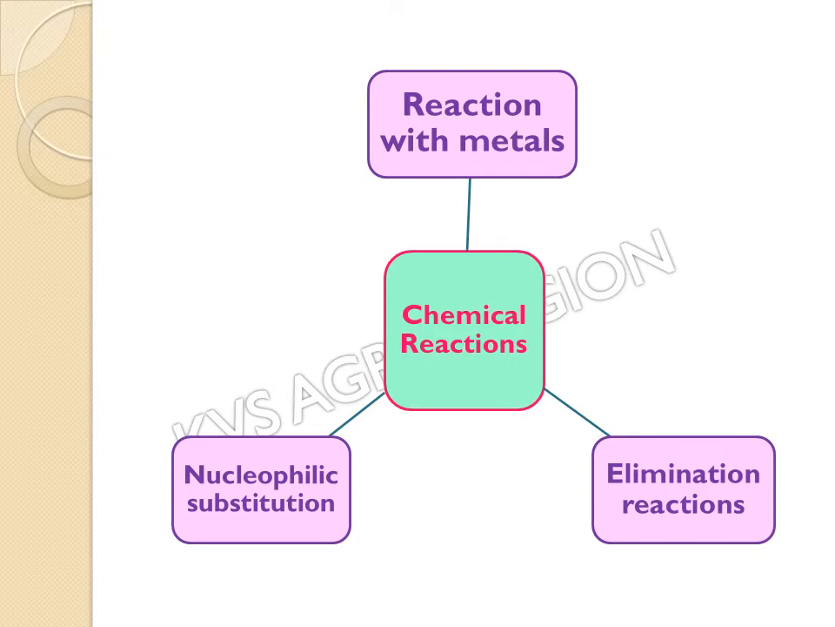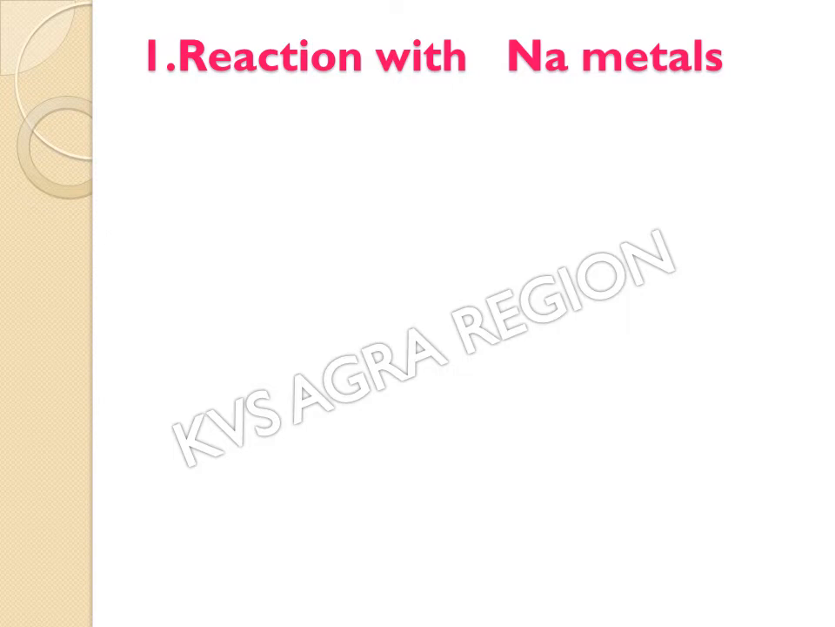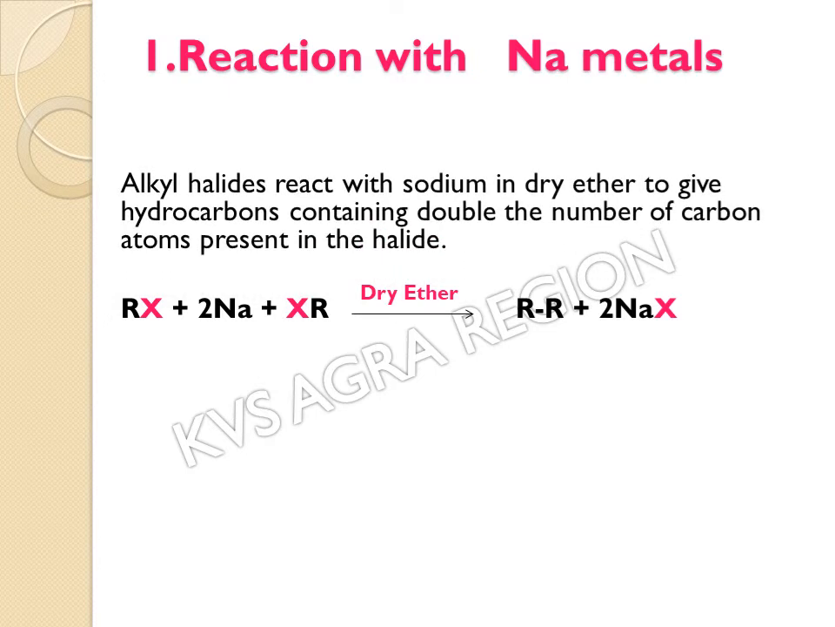Reaction with metal, nucleophilic substitution, and elimination reaction. One by one, we will try to understand this. First, reaction with sodium metal. Here you can see an alkyl halide reacts with sodium metal in the presence of dry ether to give an alkane with an even number of carbons. This reaction is known as Wurtz reaction.